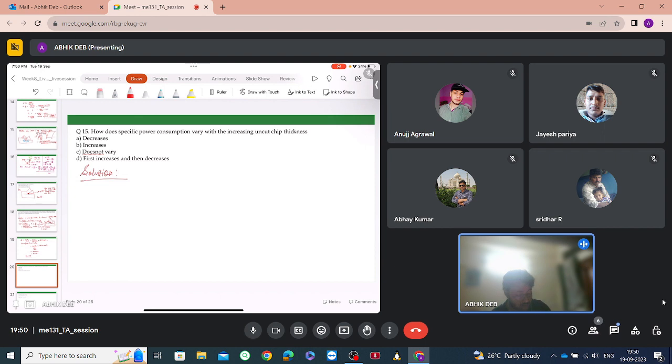You have seen this graph, right? Specific power consumption, and this is the uncut chip thickness. So the graph takes a form like this. But why is the graph taking a form like this? What is the reason? Can anybody tell me what is the reason for this?